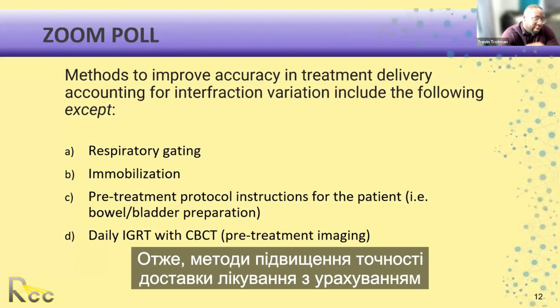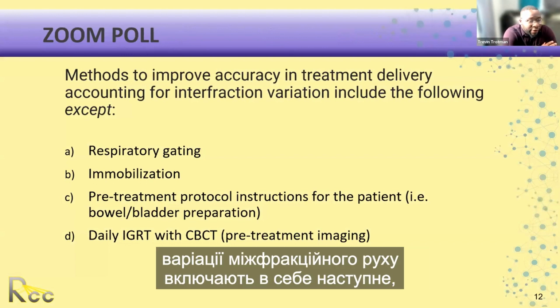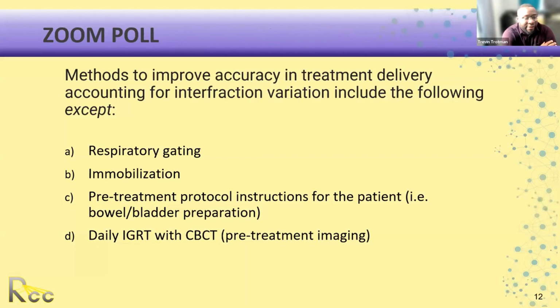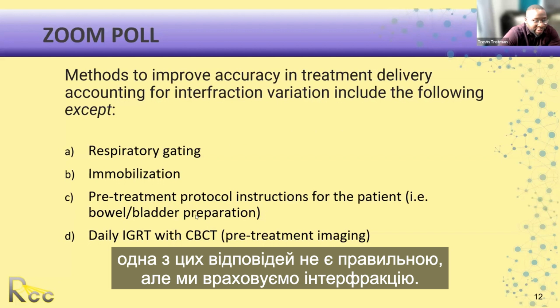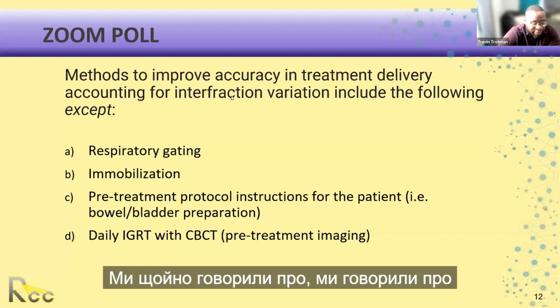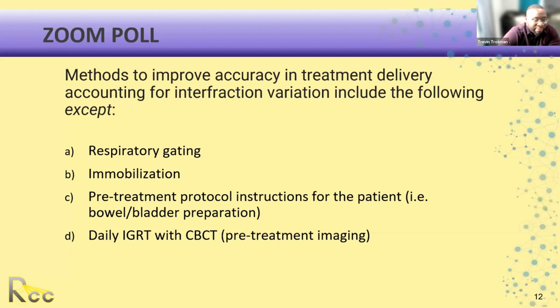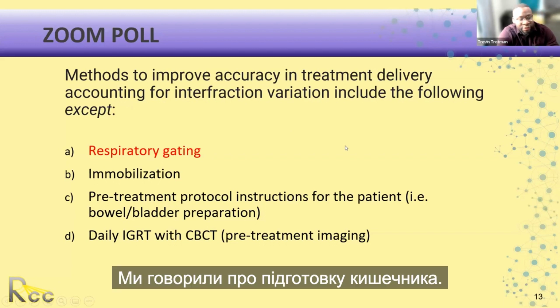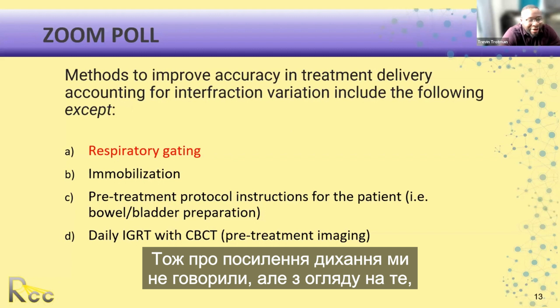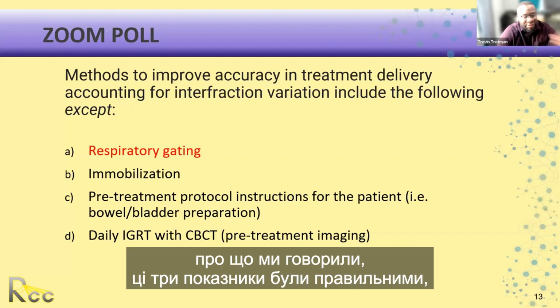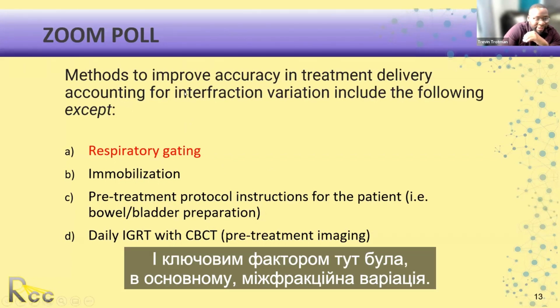So another poll. Methods to improve accuracy in treatment delivery, accounting for interfraction variation, include the following, except. All right, so it was a tricky question, but it had some keywords. One of these answers is not right, but we're accounting for interfraction. We spoke about immobilization, we talked about the bowel prepping, we talked about the imaging. Respiratory gating we didn't talk about. These three were correct. This was not correct. And the key factor here was interfraction variation.